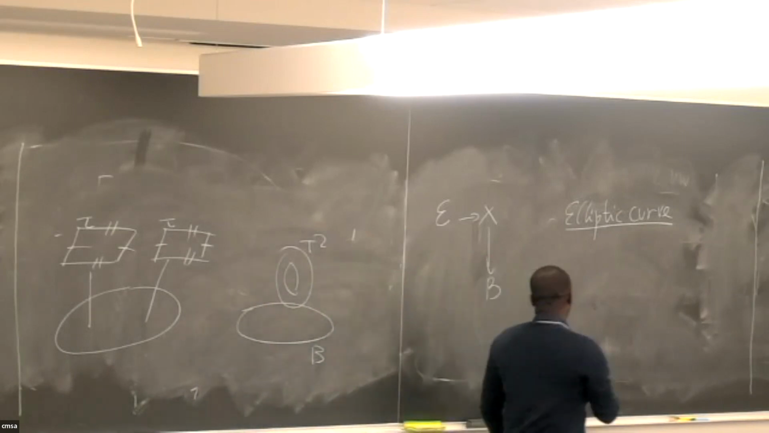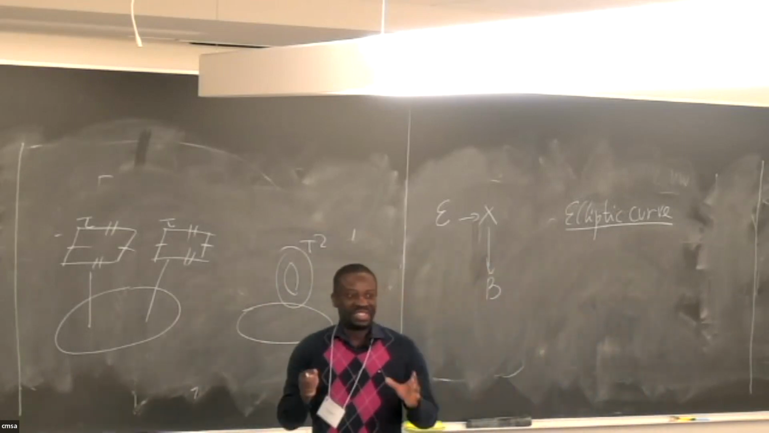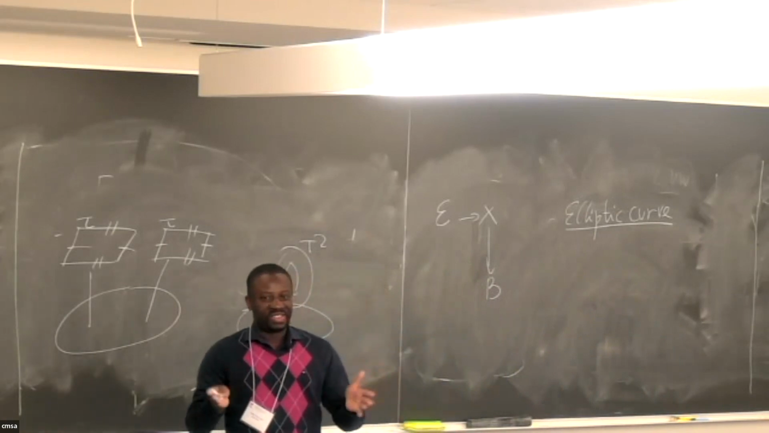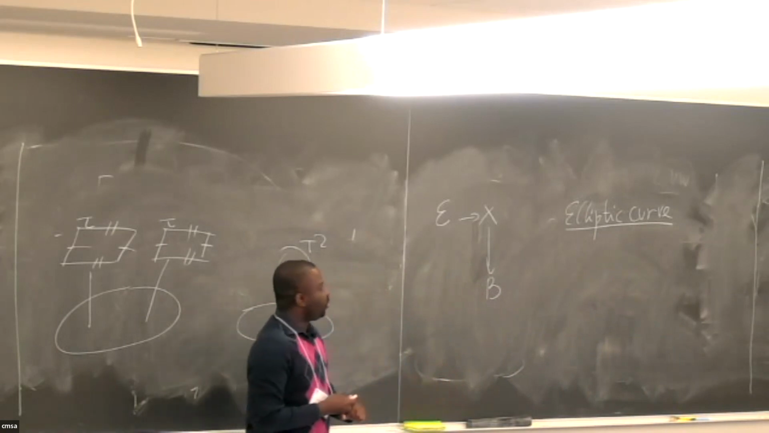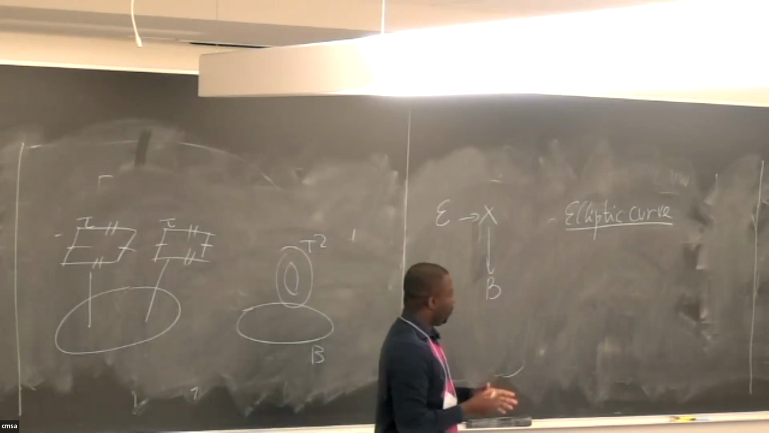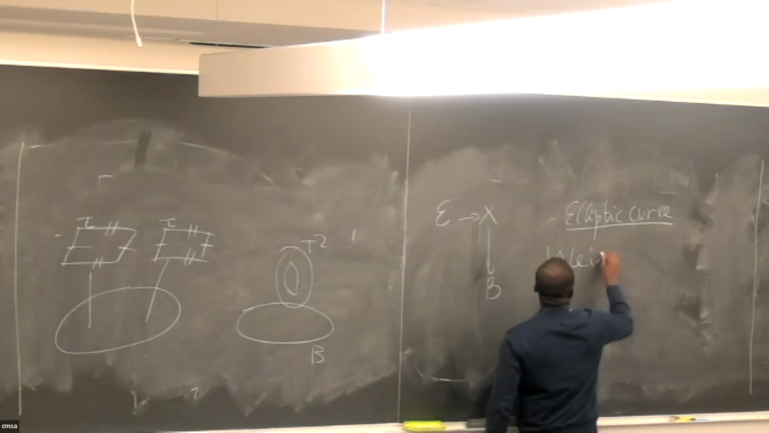Now an elliptic curve, thanks to the Riemann-Roch theorem. This is one of the exercises that you probably give your students when you study Riemann-Roch. You can show that every single elliptic curve can be expressed by what is called a Weierstrass equation.